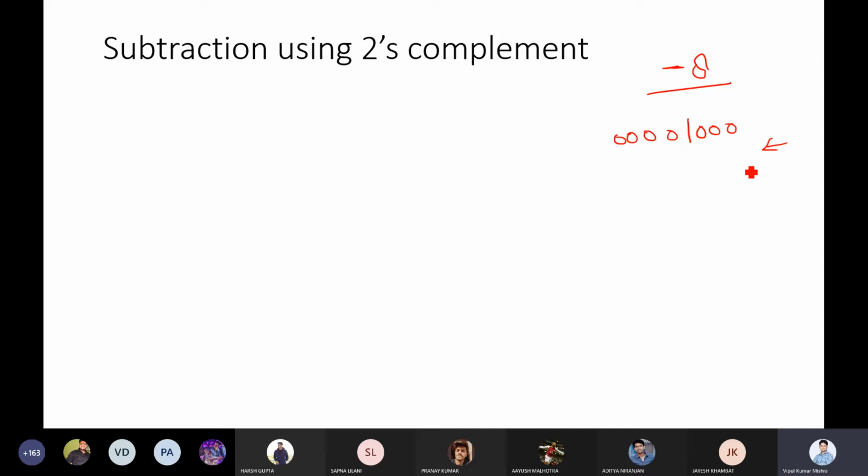But here we do not encounter one, so it will remain the same. The first one will remain the same. After that, all bits will be inverted. It will become 1 1 1 1. Now let's check whether it is correct or not.